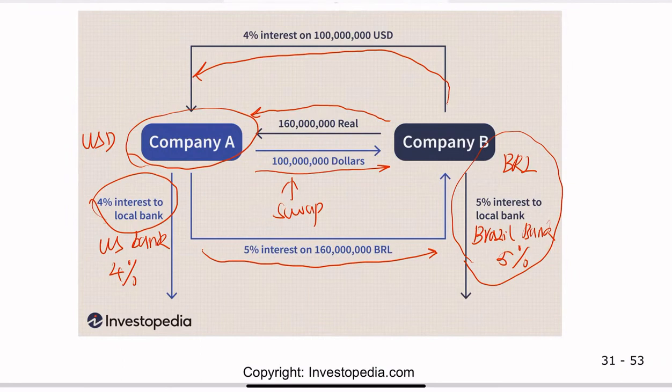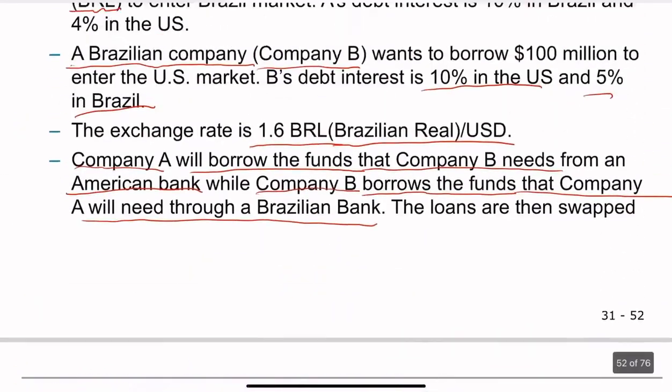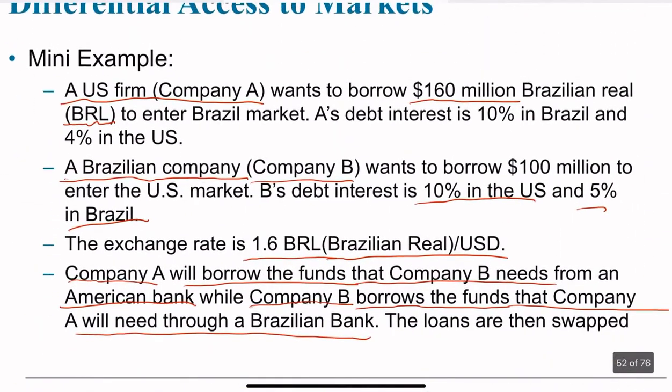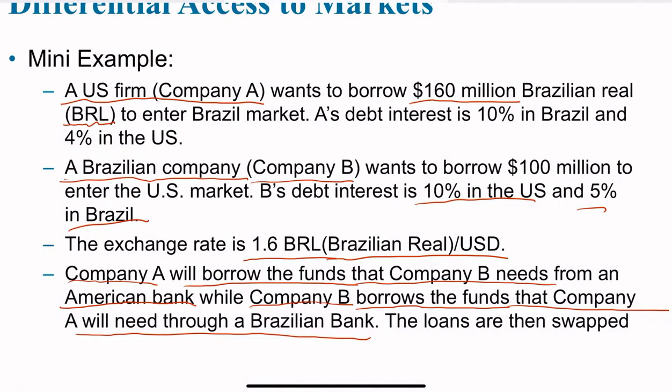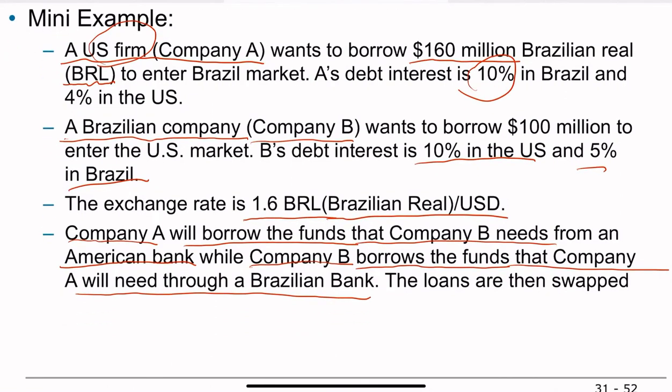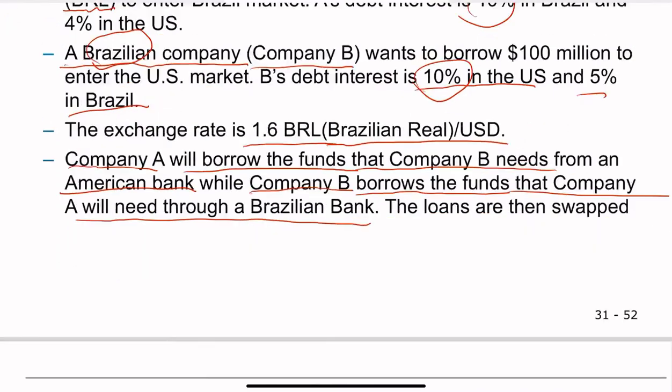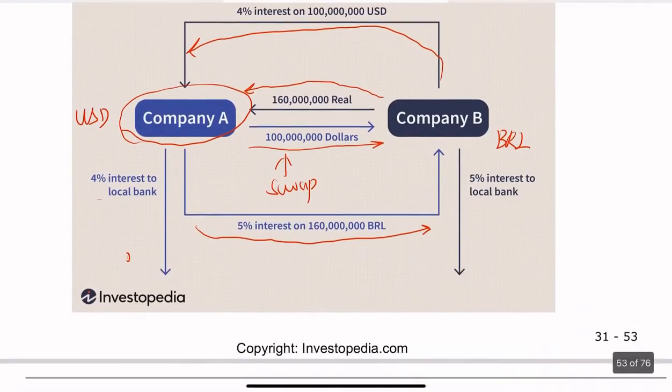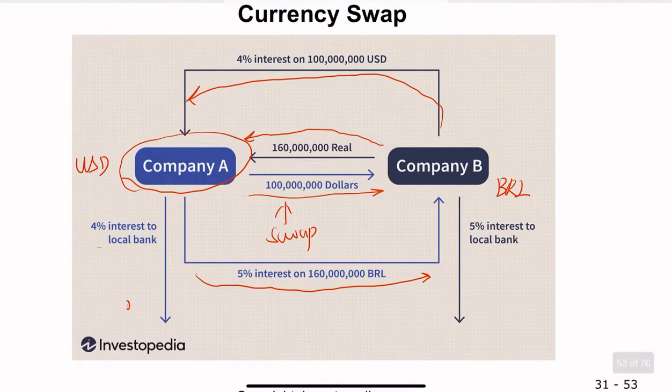So the beauty of this currency swap is you can see that despite the fact the U.S. firm has a 10% interest rate in Brazil, and the Brazil firm has a 10% rate in the U.S., none of them is paying this 10%, right? So by using this swap, in the end, they are just paying this lower interest rate, right? 4% and 5%.